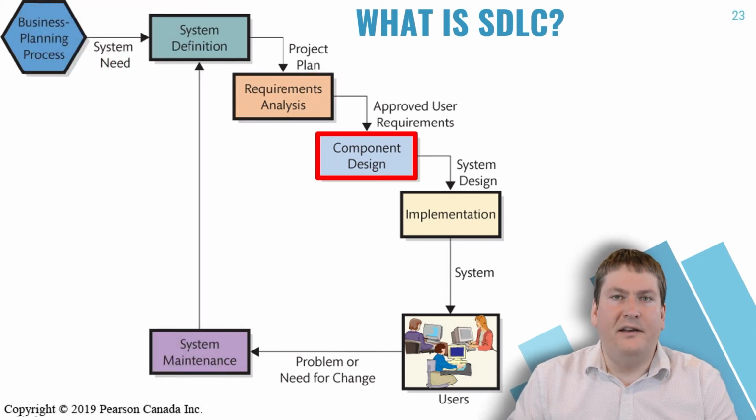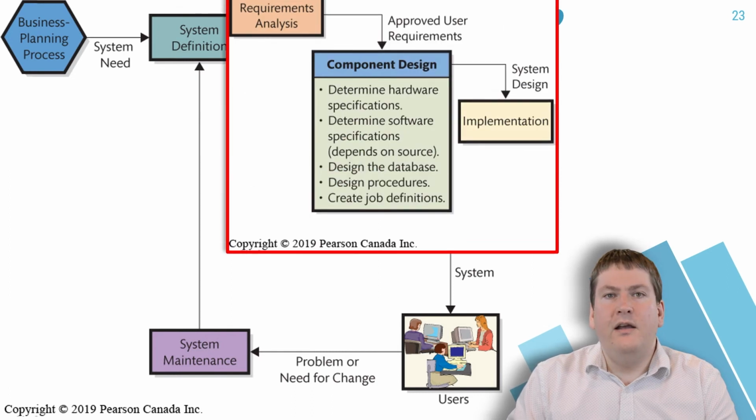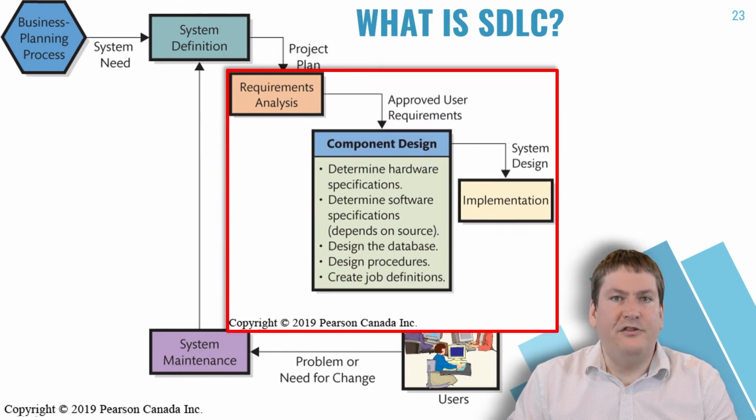Next is the component design phase, which is based on the approved requirements developed in the last phase. In the component design phase, specifications are developed for the hardware and software that will be used in the system. This software could either be developed in-house, outsourced, or it could be off-the-shelf software that's purchased and meets the organization's requirements. This is also where models and diagrams of each component are created.